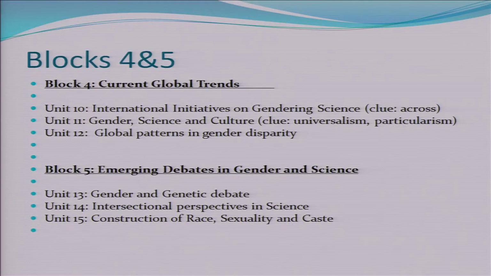Blocks 4 and 5 cover current trends and emerging debates in gender and science. Again, from a practical analysis of women's question in science, we are moving to the international initiative of gendering science. And what is the culture? What is the universal culture of excluding women from science? And is there a global pattern in gender disparity, whether in education, health, or in terms of vaccines? So what does this global pattern look like?